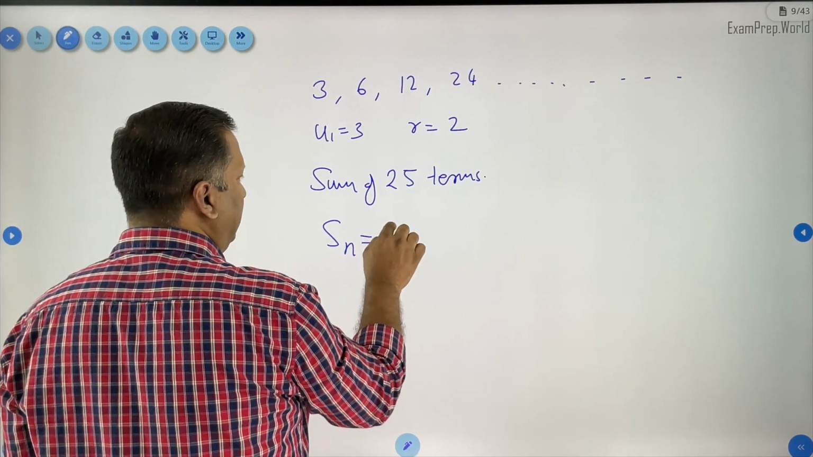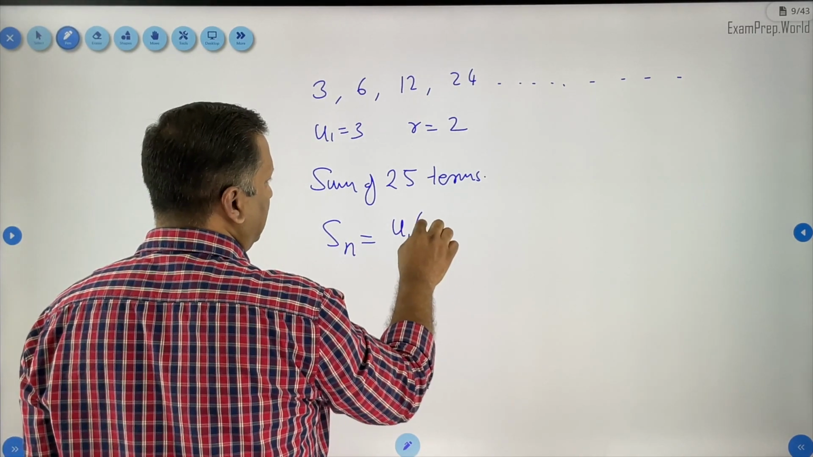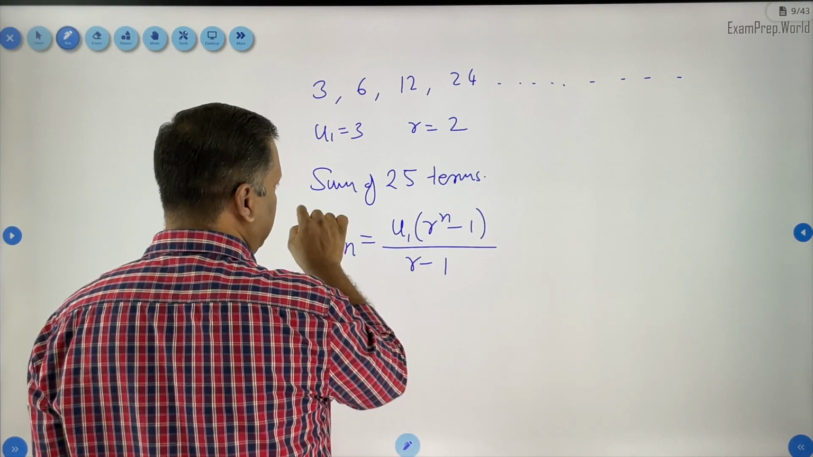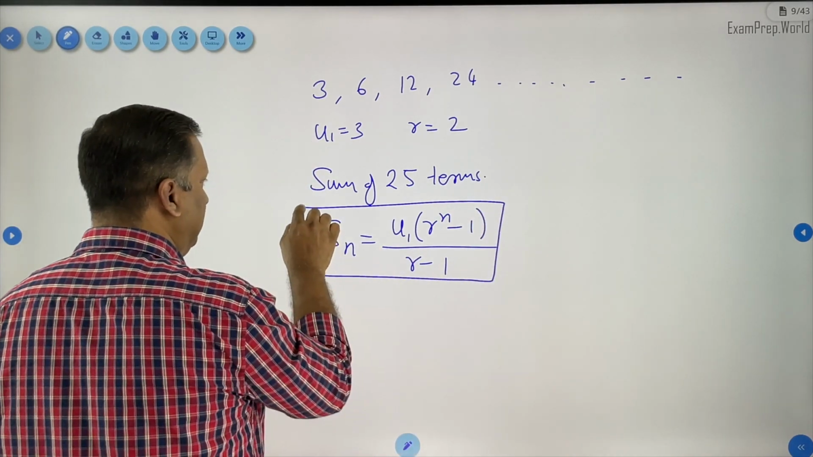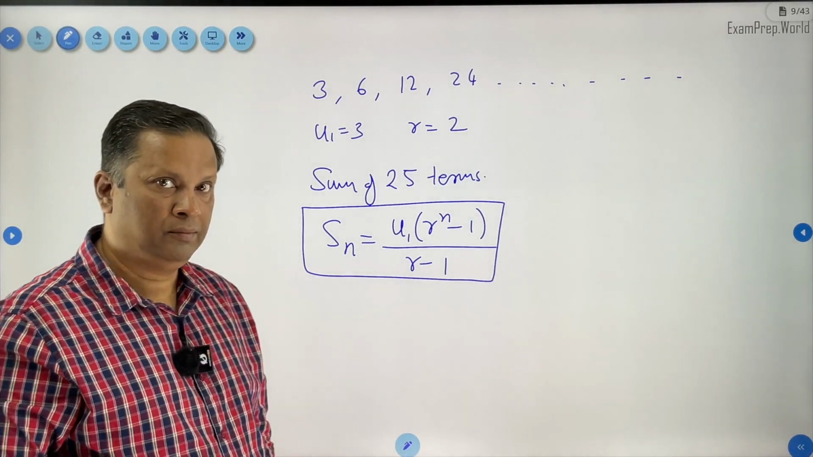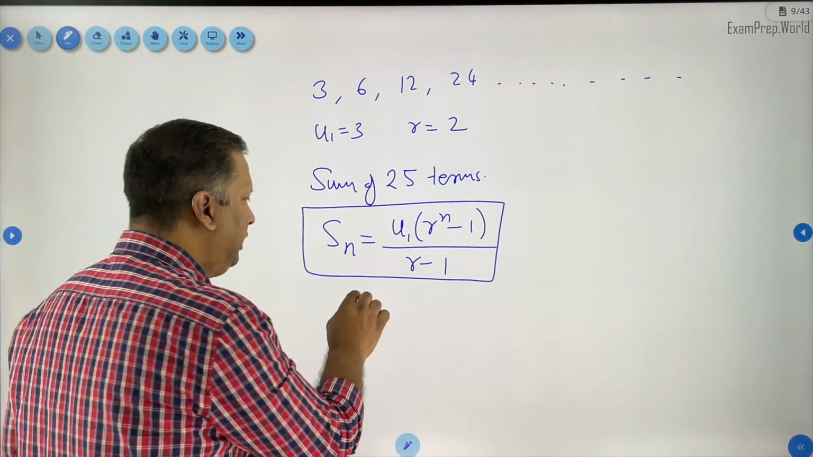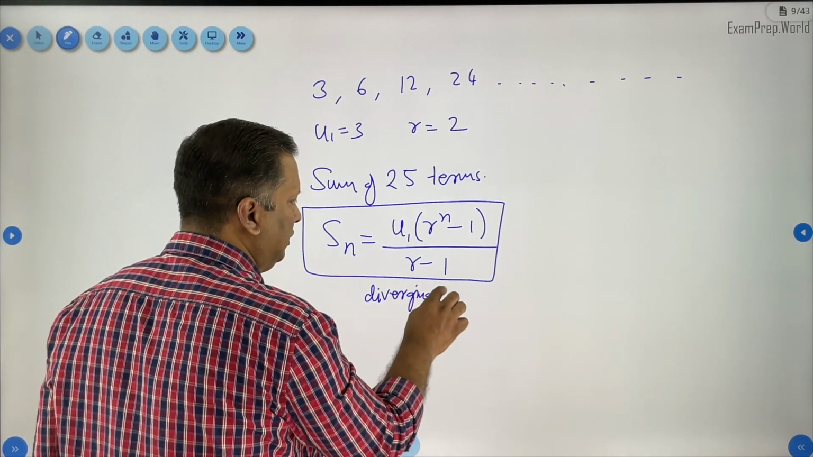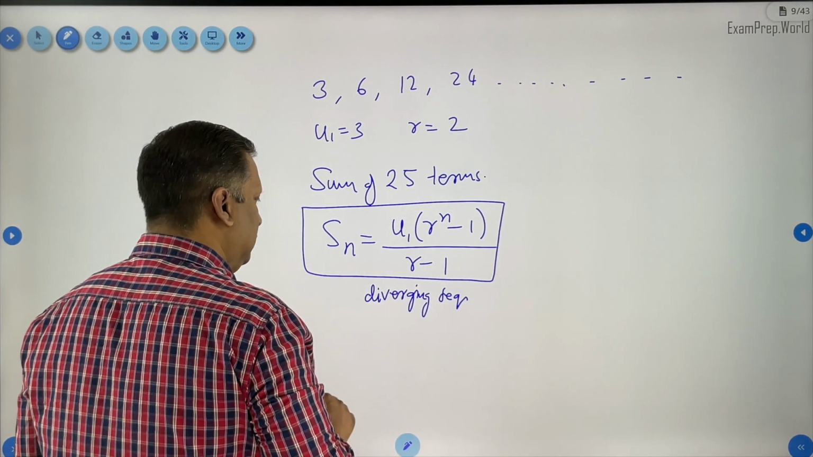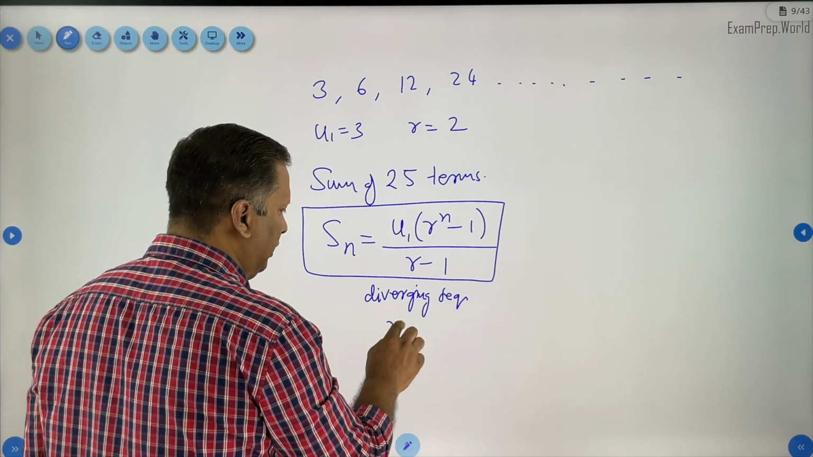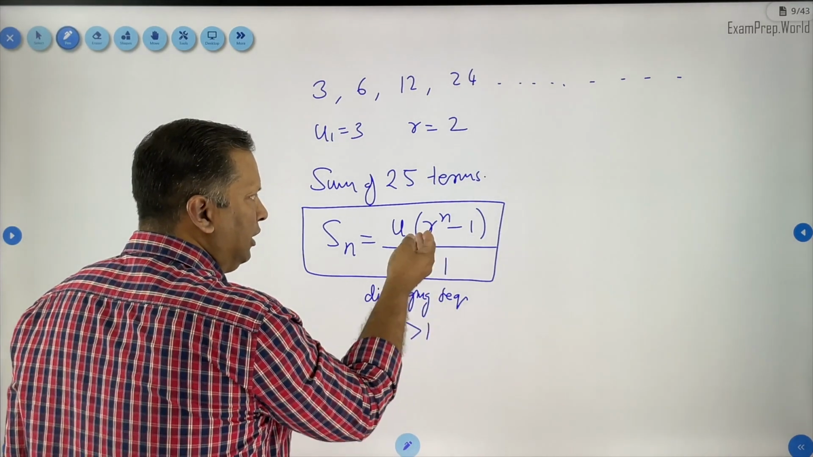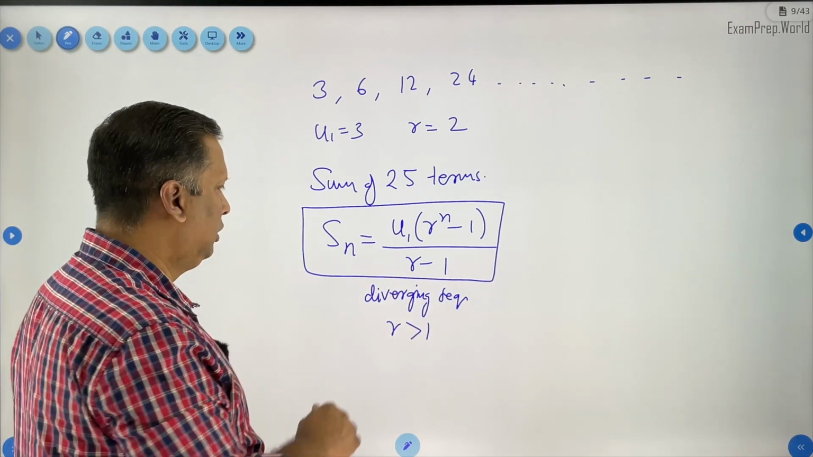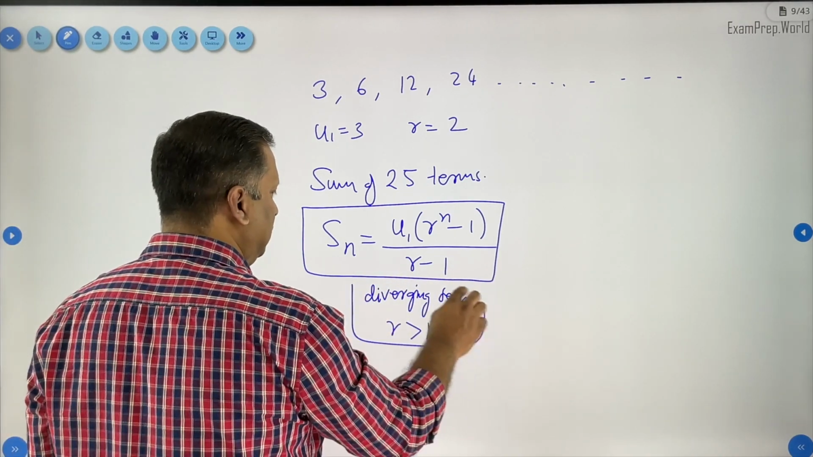Sn equals U1 times (R to the power n minus 1) over (R minus 1). Now copy this formula in your notebook. We will be using this for a diverging sequence or series. So how do you identify it? R should be more than 1. That's why R is before 1, otherwise you will get a negative number in the denominator, right? So remember it like this. This is for R more than 1.